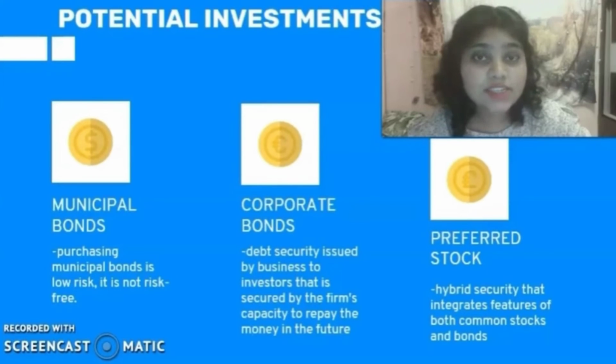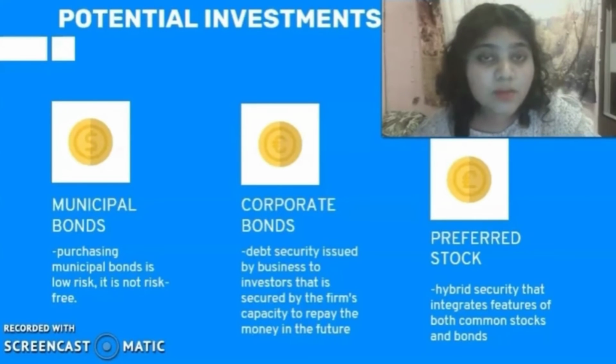Thirdly, I will suggest John invest in preferred stock, which is a hybrid security that integrates the features of common stock and bonds together. Preferred stock is more flexible to the firm than bonds, thus preferred stock generally pays a greater dividend to the investors. Somehow, preferred stock is less risky than common stock, but it is riskier than bonds. And that is why it falls under medium risk investment.